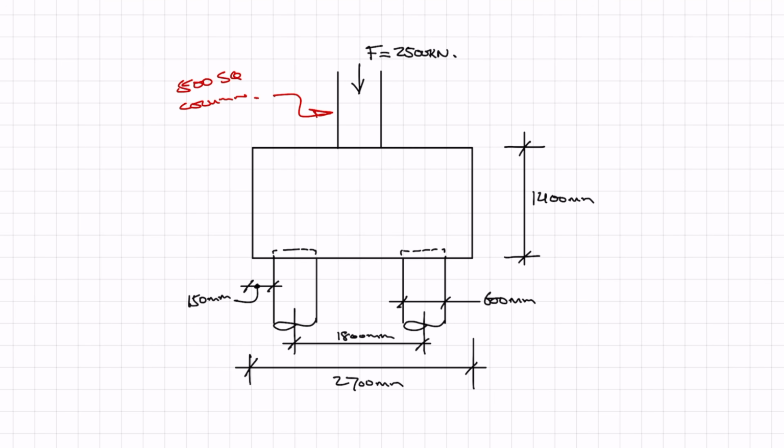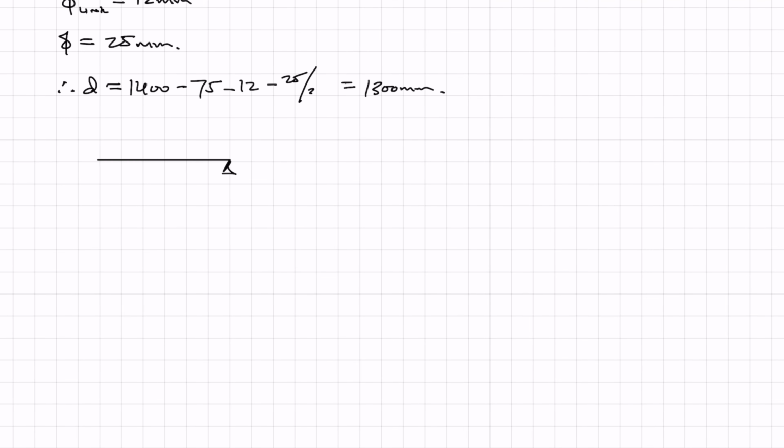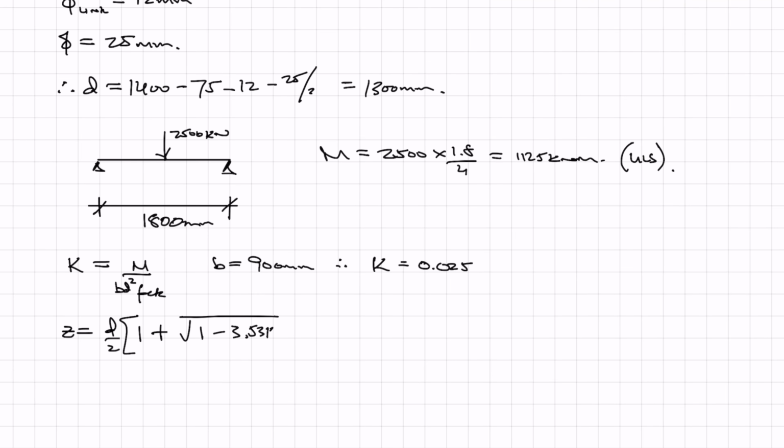so the total length of the pile cap is 2,700mm. Simply analysing this as a beam using PL over 4 gives us a bending moment of 1,125 kilonewton meters. If we assume the main bar diameter is going to be 25mm and the links are 12mm, we can get an effective depth of 1,300mm. Using normal beam design equations, we get that the area of steel required is 2,036mm squared.